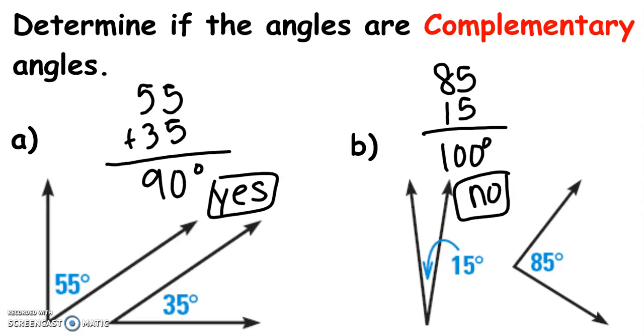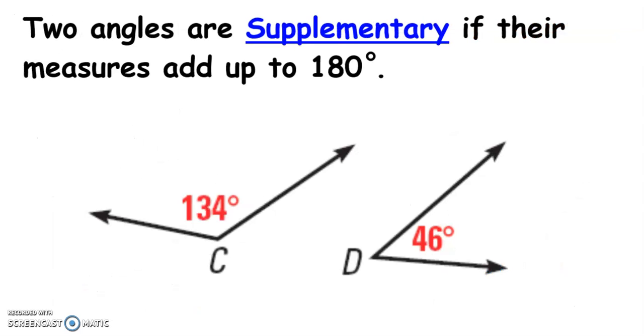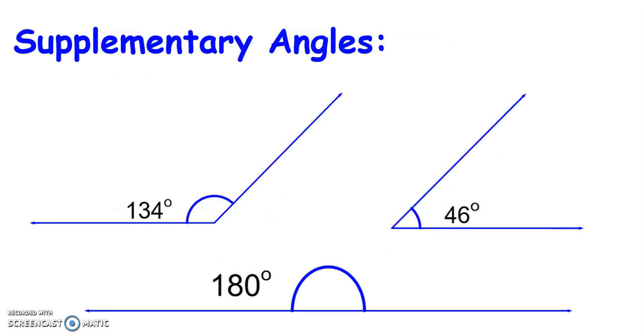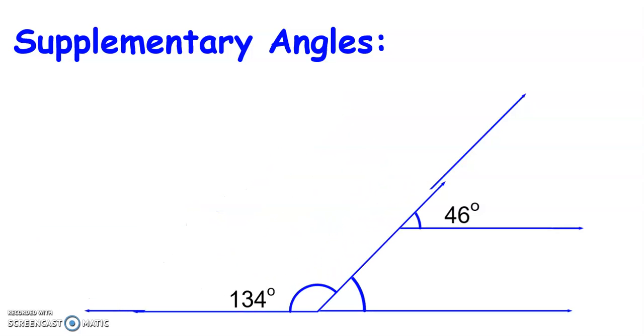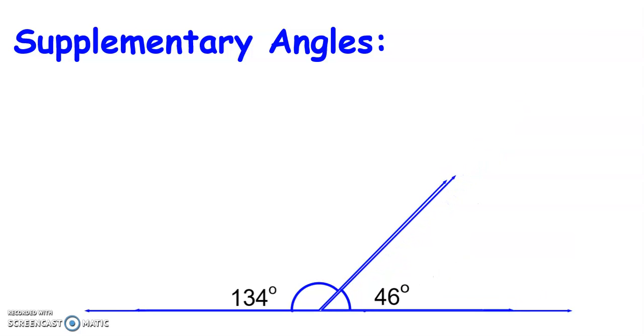One way I like to remember complementary is that you can easily make the C into a 9. So complementary are two angles that add up to 90 degrees. Supplementary angles add up to 180 degrees. So 134 degrees plus 46 degrees adds up to 180. So let me show you. If I put the 134 degree angle here and the 46 degree angle, they add up to a 180 degree angle.